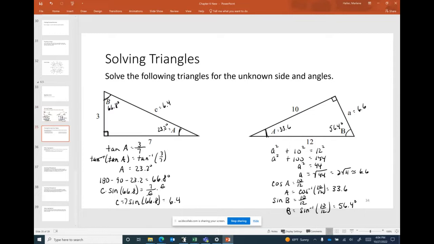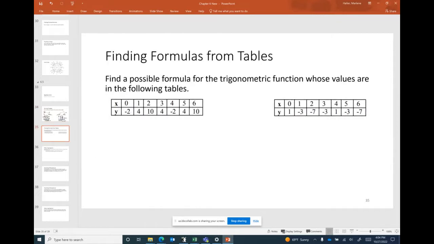All right, let's take a look at another example. Okay, here we have some tables of values. See if we can find a possible formula or equation that fits the data in these tables. All right, it's going to be a trigonometric function. So there's some x's and there's some y's. If it's a trig function, it's sinusoidal when we graph it, right? It's probably going to be the sine or the cosine, right? Let's see. So what is this data doing?